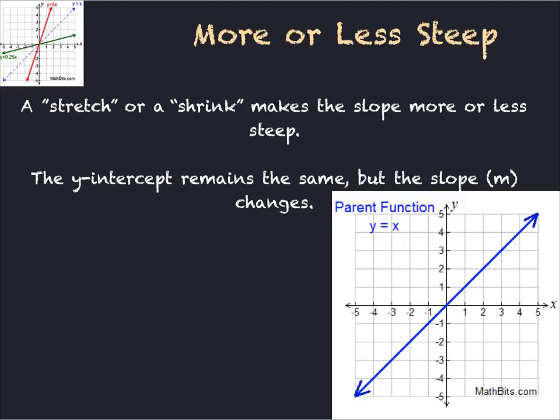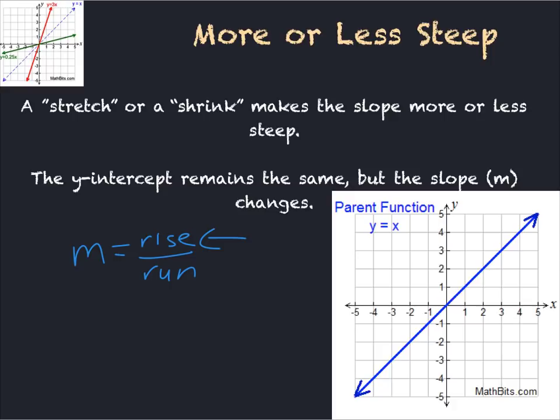More or less steep. Okay, so this is called a stretch or a shrink. And what that does is it just makes the slope more or less steep. So in this one, the y-intercept is going to stay the same, but the slope is going to change. So for example, if we wanted to make this line steeper, what would we have to do to the slope? And think about slope. Remember, slope is rise over run. So if we want to make it climb up faster, we're going to have to change our rise. We're going to change our numerator, which means we're making our slope bigger.